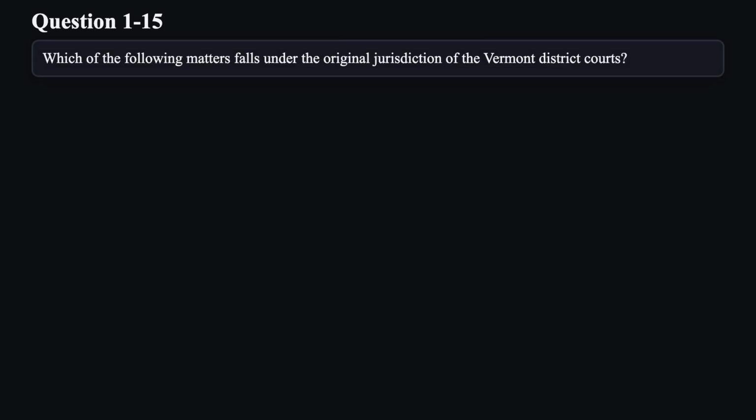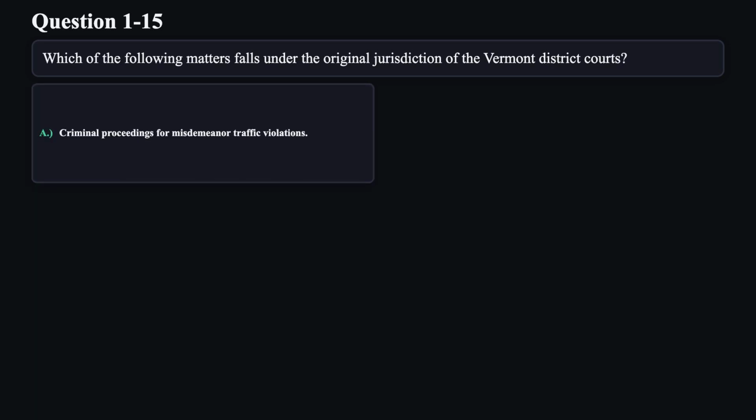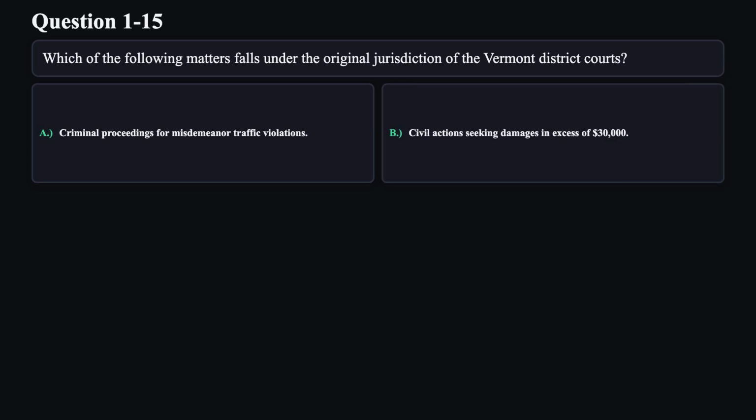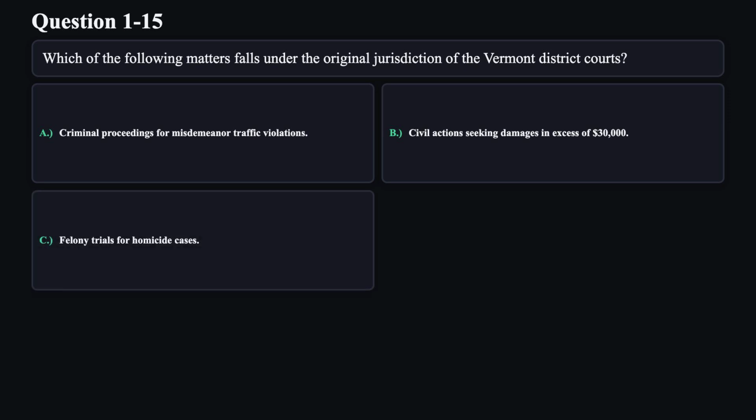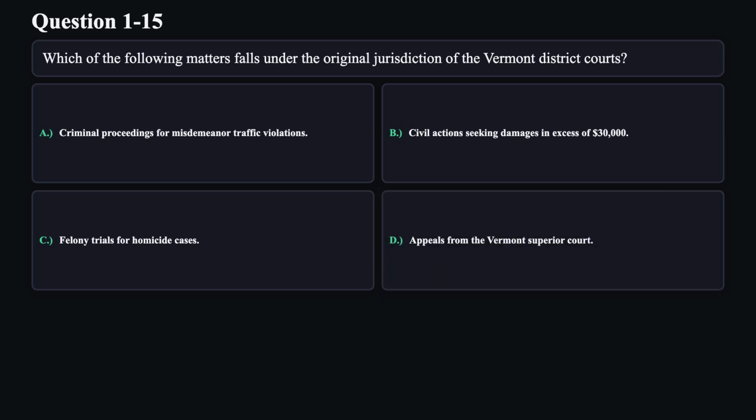Question 15. Which of the following matters falls under the original jurisdiction of the Vermont District Courts? A. Criminal proceedings for misdemeanor traffic violations. B. Civil action seeking damages in excess of $30,000. C. Felony trials for homicide cases. D. Appeals from the Vermont Superior Court.